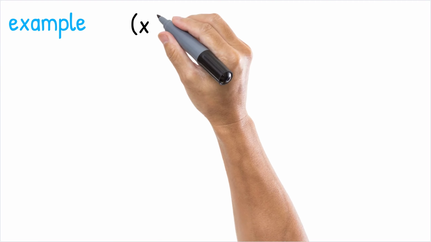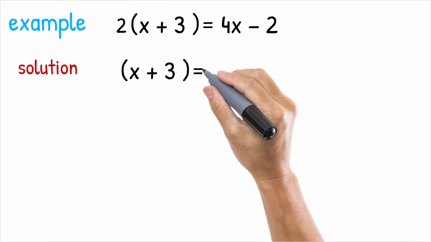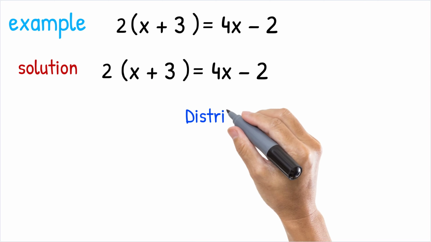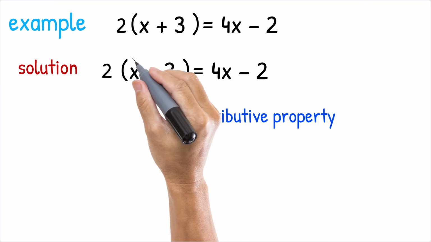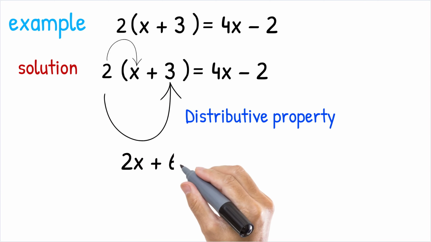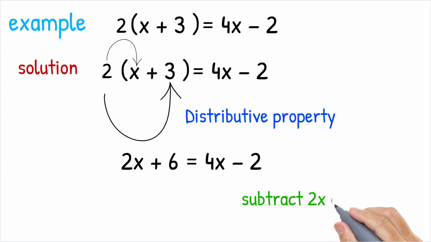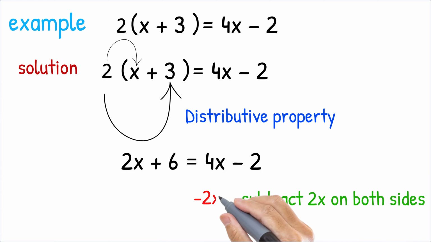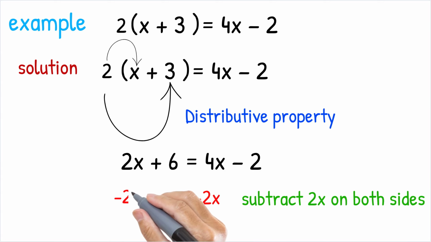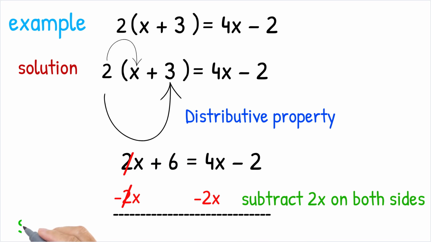Here's an example: 2 times (x plus 3) equals 4x minus 2. Solution: use the distributive property. Multiply 2 with x and multiply 2 with 3. Rewrite the equation: 2x plus 6 equals 4x minus 2. Now, subtract 2x from both sides. Simplify the equation. Plus 2x and minus 2x cancel. The equation is 6 equals 2x minus 2.